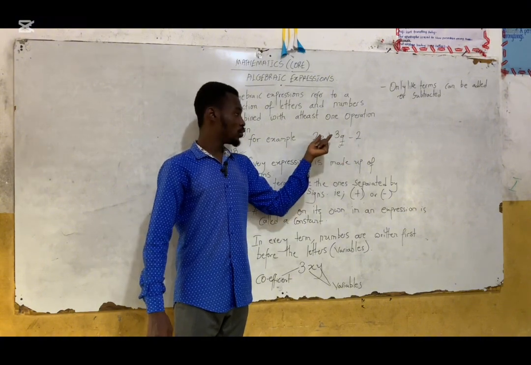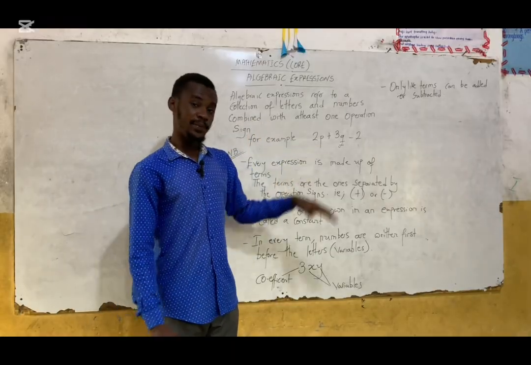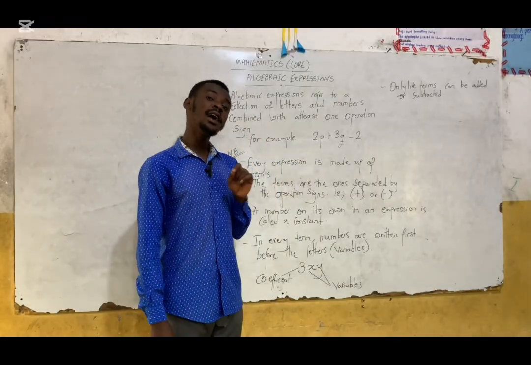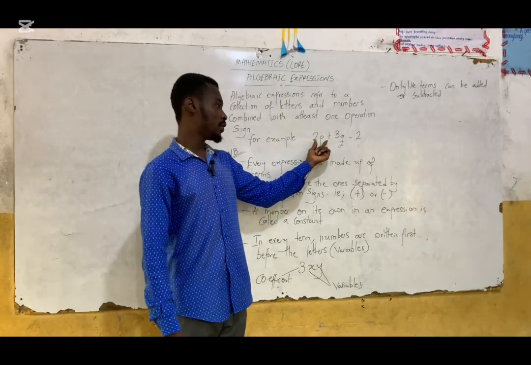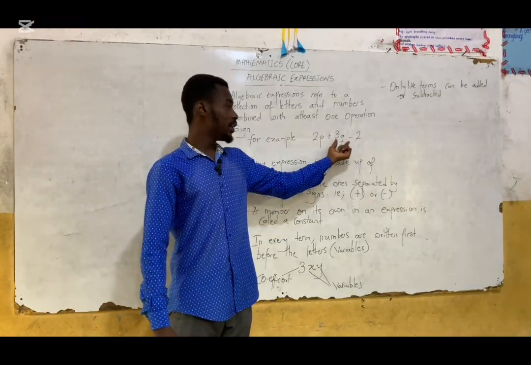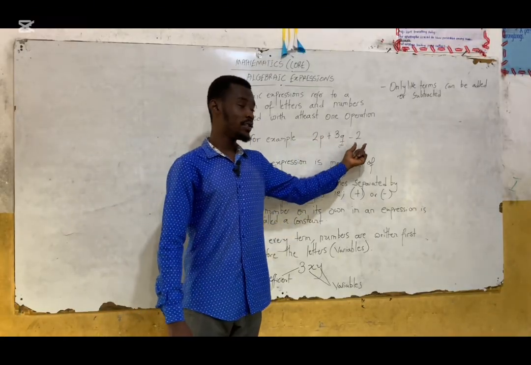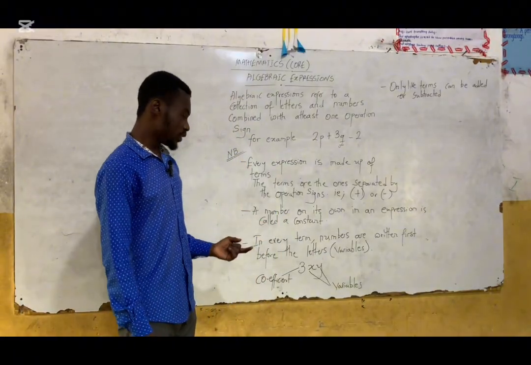So any particular part of an expression that is separated by either plus, minus, times, or division, we call that particular thing a term. So 2p is a term on its own, 3q is a term on its own, as well as 2 is a term on its own.